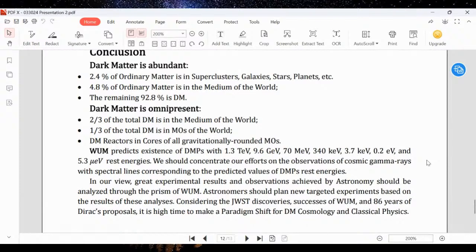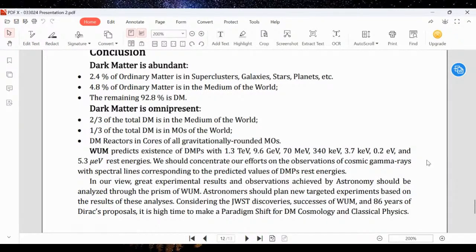That dark matter is omnipresent. 2/3 of the total dark matter is in the medium of the world. 1/3 of the total dark matter is in macro objects of the world. Dark matter reactors are the cause of all gravitationally rounded macro objects. Wurm predicts the existence of dark matter particles with these rest energies.